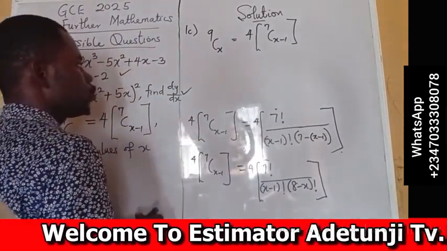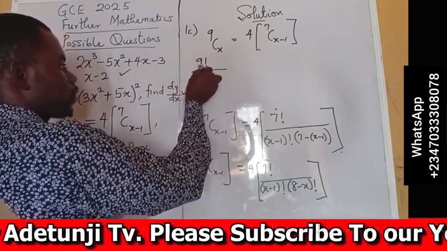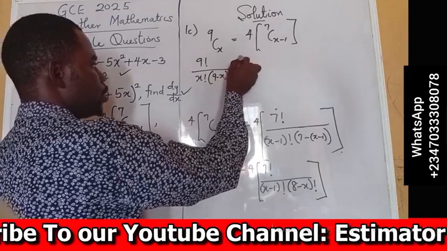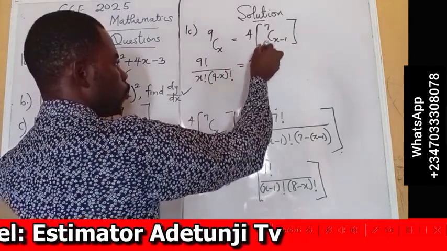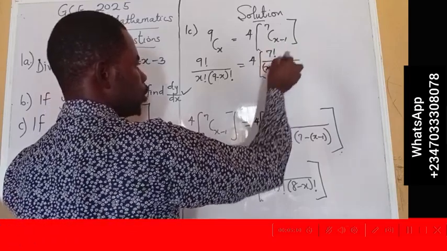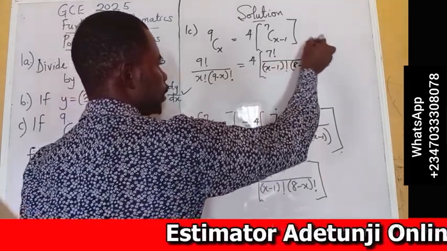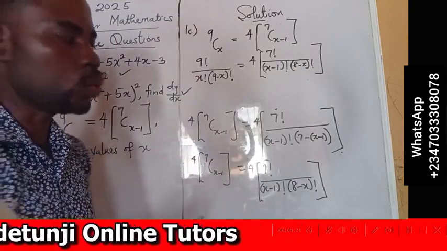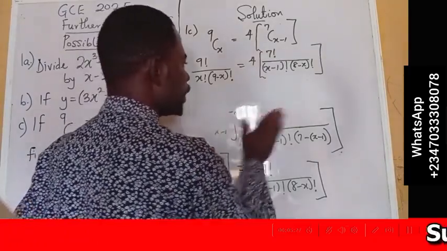We have settled this one, that this place is 9 factorial over x factorial, 9 minus x factorial. That's the settlement we got here. And for this place, we got what? We got 4 open bracket 7 factorial over x minus 1 factorial, 8 minus x all factorial. I think that one is settled. So we have interpreted the problem to what we can undo. So the next will now be, let's simplify it to our own taste to get the final answer.